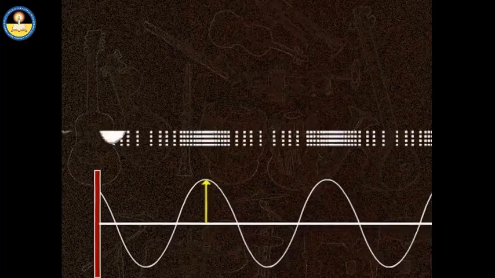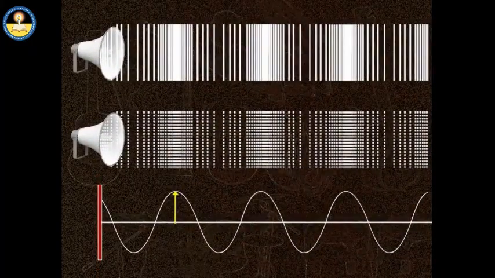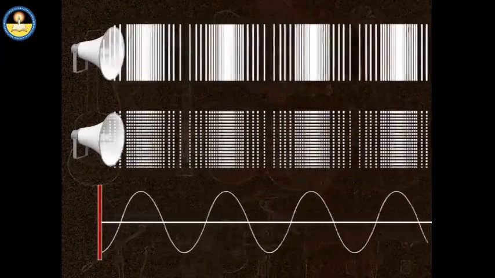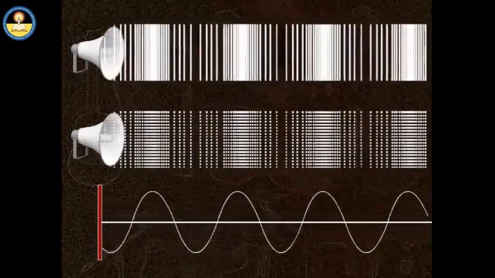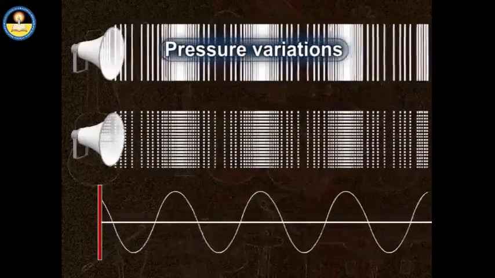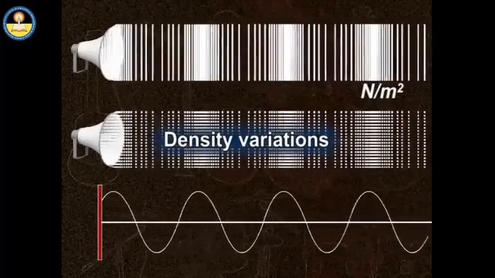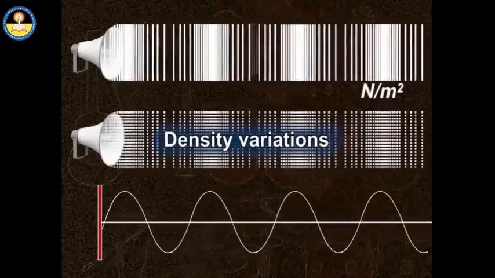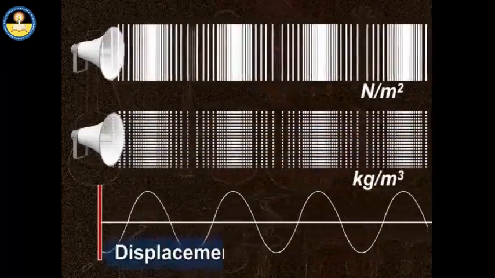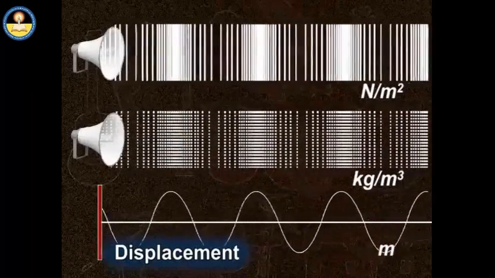SI unit of amplitude depends on the quantity in terms of which the amplitude is being described. For example, if the amplitude is described in terms of pressure, then its unit is Newton per meter square. And if it is described in terms of density, then its unit is kg per meter cube. And if it is described in terms of displacement, the unit is meter.